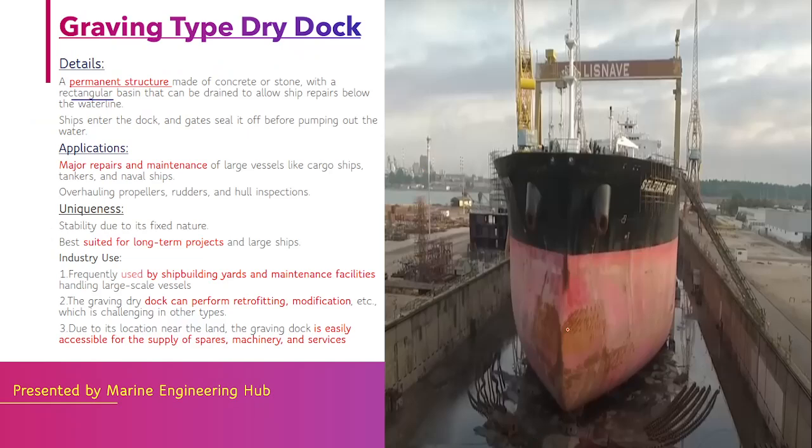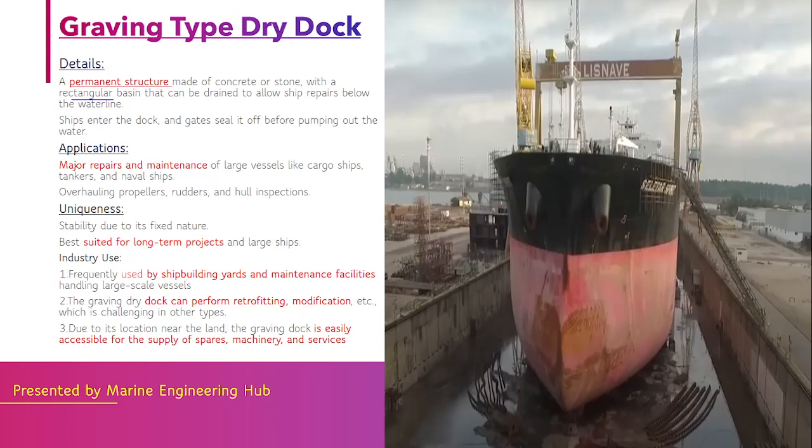Basically when the ship enters, after that the water is drained, and when it sits on blocks, the maintenance starts. The application of this type of dry dock is that it carries out the maintenance and major repair of large vessels such as merchant vessels, cargo ships, tankers and naval ships. So most of the docks in the industry which carry out the maintenance of merchant vessels are of a permanent structure known as the graving type.